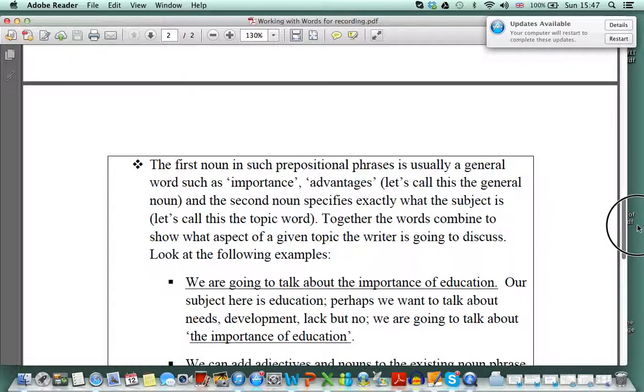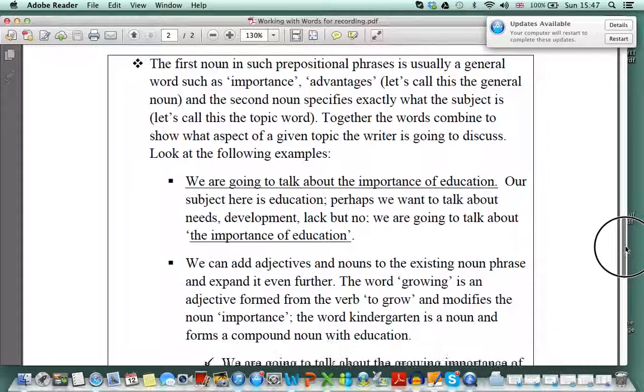The first noun in such prepositional phrases is usually a general noun, as we see here with importance or advantages. So let's call this the general noun. And the second noun specifies exactly what the subject is. So let's call this the topic word. Together, the words combine to show what aspect of a given topic the writer is going to discuss.